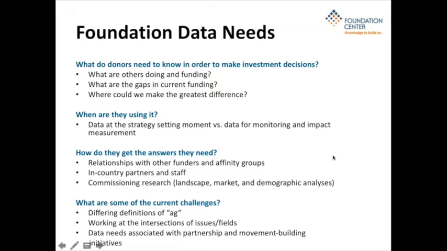Largely, the foundations we were speaking with were not actually aware of IATI and were relying almost exclusively on relationships with other funders and affinity groups, and on their own in-country staff. And then because they had the resources, they were really commissioning their own research in order to get at some of the aggregate level data that they were struggling to find. So they are looking at landscape analyses, market analyses, demographic analyses, a lot of what we just heard from the last presenter. But they're going out and commissioning that research, feeling like their questions were quite unique, and then getting researchers to answer them directly.